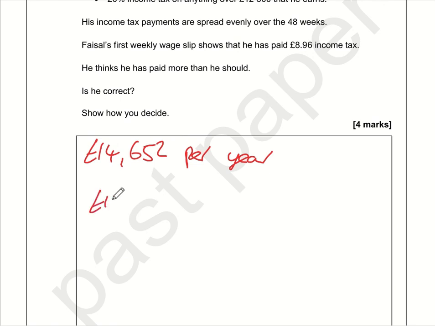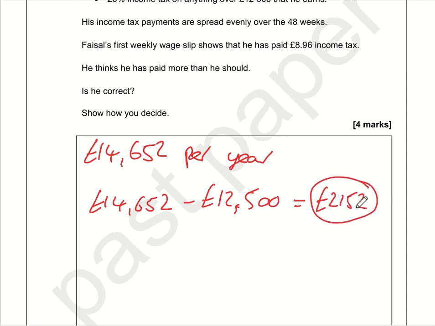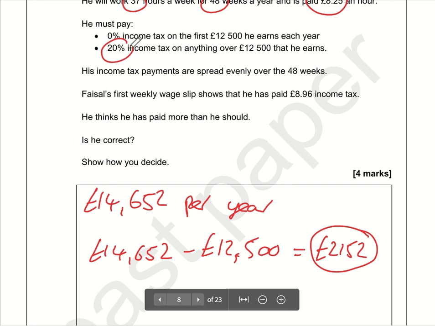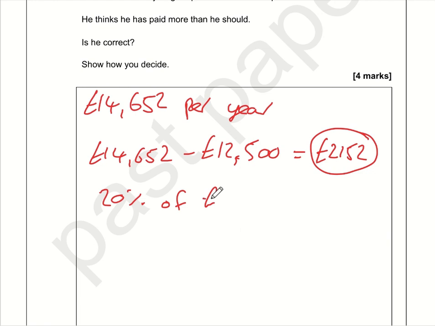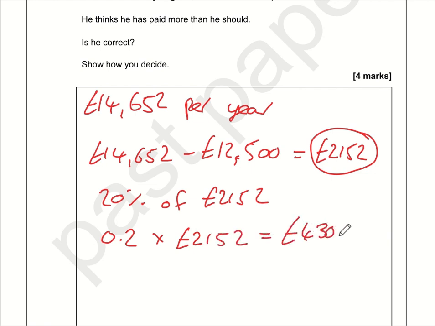So what is 14,652 minus 12,500? That is 2,152. So this is the amount that he's taxed on at a rate of 20%. So what is 20% of 2152? Well, the calculation is 0.2 times 2152, which is £430.40. So this is the amount of tax he pays per year.